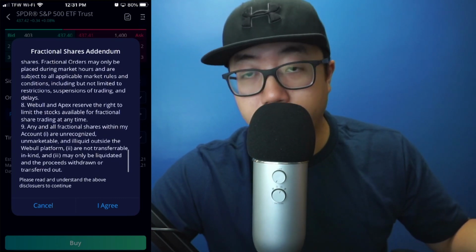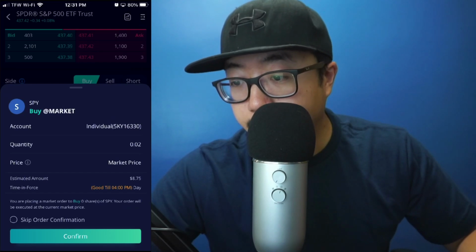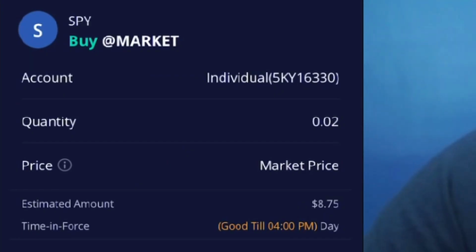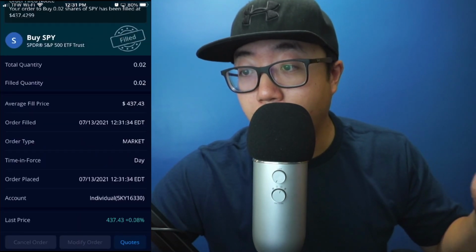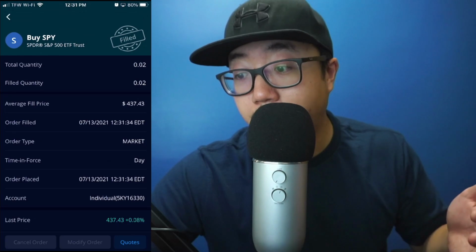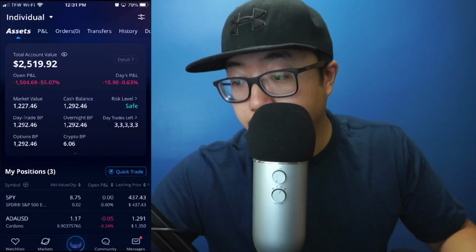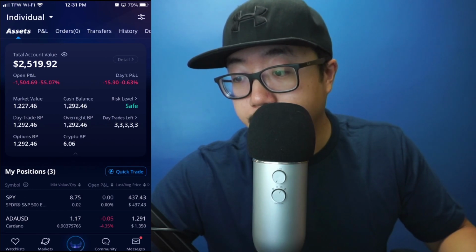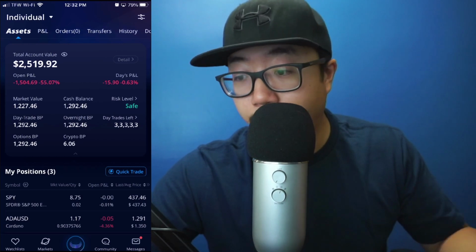Once you've read the agreement, click I agree if you agree with the terms. At this point, I can see that I am buying 0.02 shares of SPY, and the estimated cost amount is $8.75. So I'm going to click on confirm. And just like that, I have bought 0.02 shares worth of SPY at the average cost of $437.43. So going back into my portfolio, as you can see, I have 0.02 shares of SPY in my portfolio.